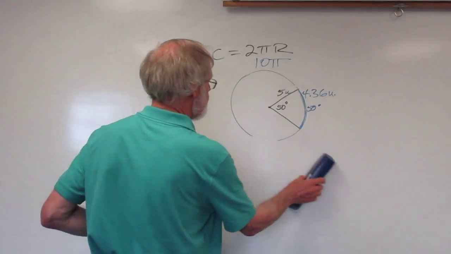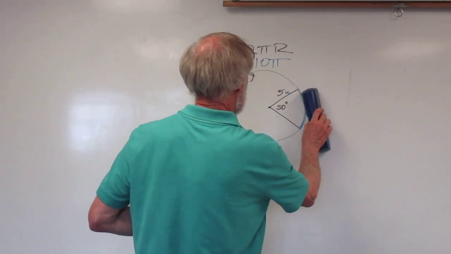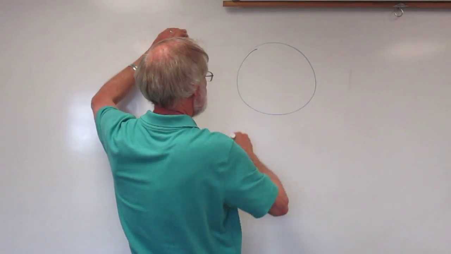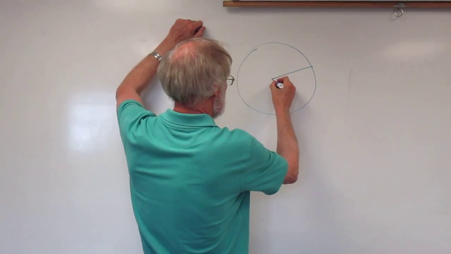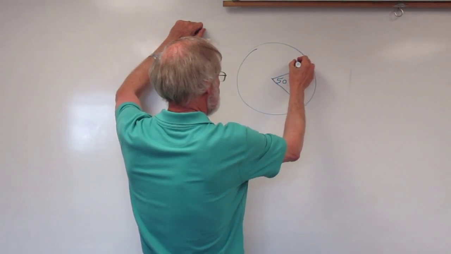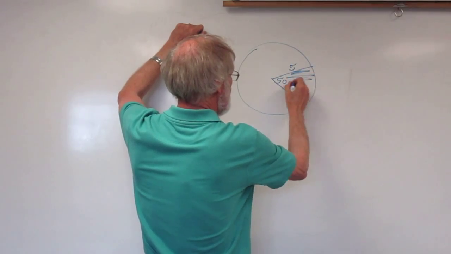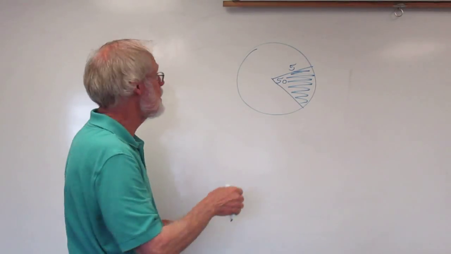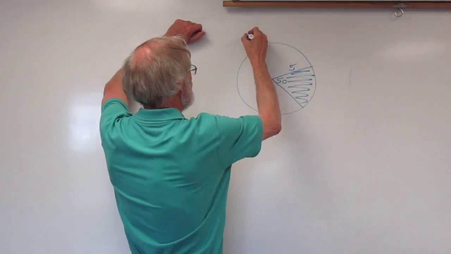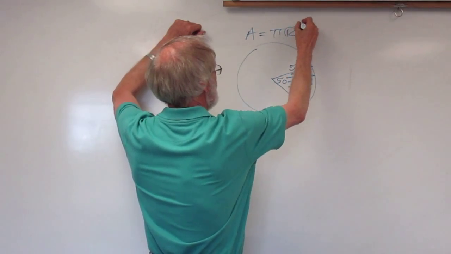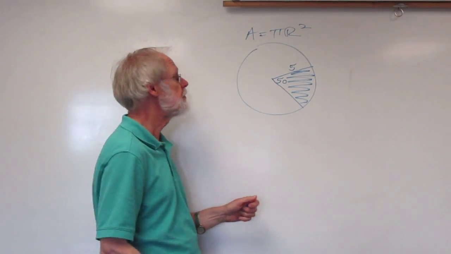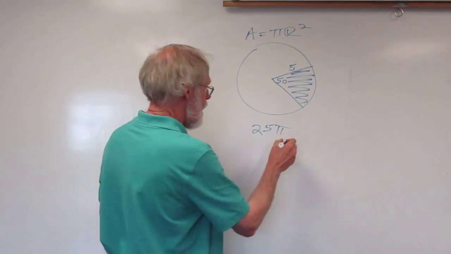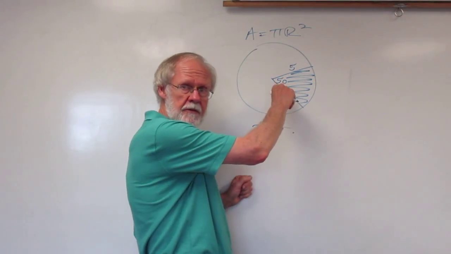All right, now let me do a sector. We're going to do the same thing. I'm going to have a 50-degree angle, and I'm going to still have this 5, but now I want to find the area of this sector. To do that, we have to recall the area formula for a circle. Area equals pi r squared. R is 5, so the area of the circle is 25 pi. Now, I want 50/360ths of that amount.